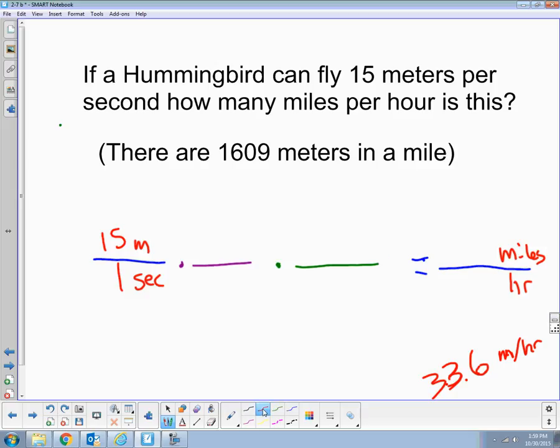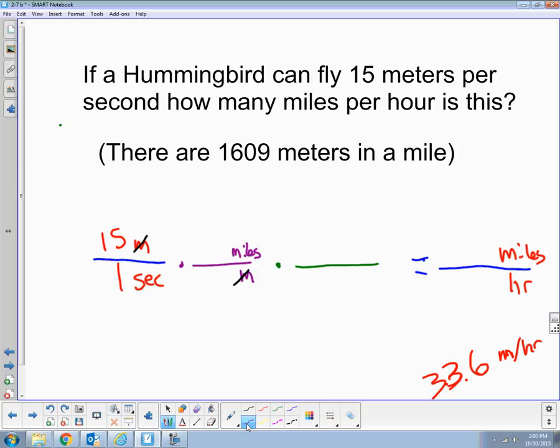So I'm going to start with meters to miles, simply because it's on top. I no longer want meters on top. I want to have miles on top. So I'm going to put miles up here. I don't want meters anymore, so I'm going to put the meters down there. And that allows me to cancel them away, because meters divided by meters don't affect us anymore.